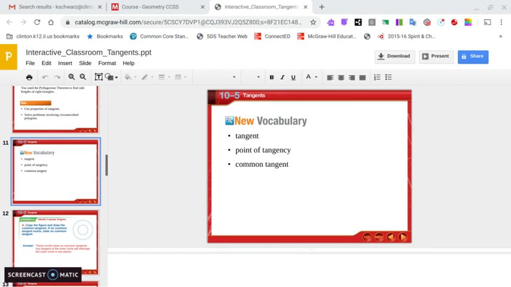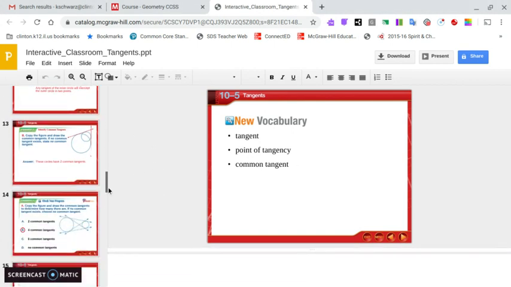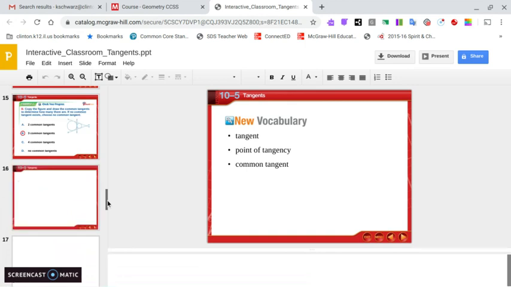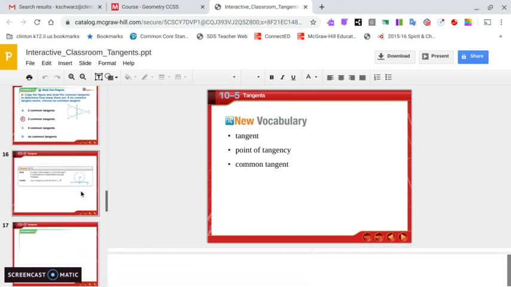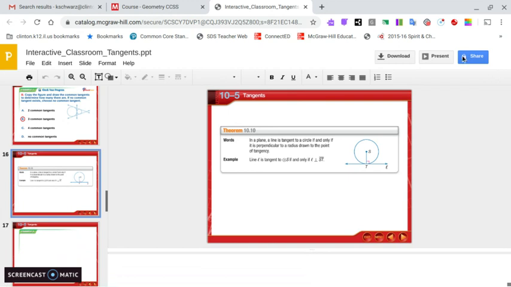We're going to take a look at tangents today. A tangent is a line that touches a circle at exactly one point. The point where that line touches the circle is called the point of tangency. And then we'll see tangents when they're drawn to the same circle. Again, a tangent is a line that touches a circle at exactly one point. We're going to take a look at this first.